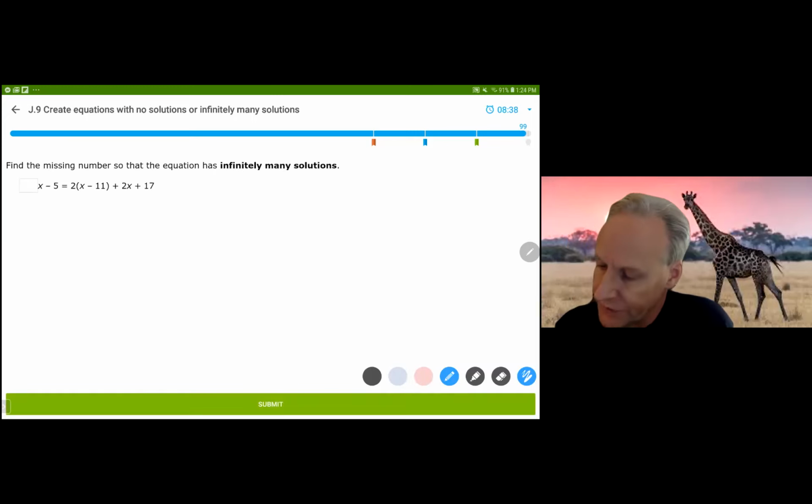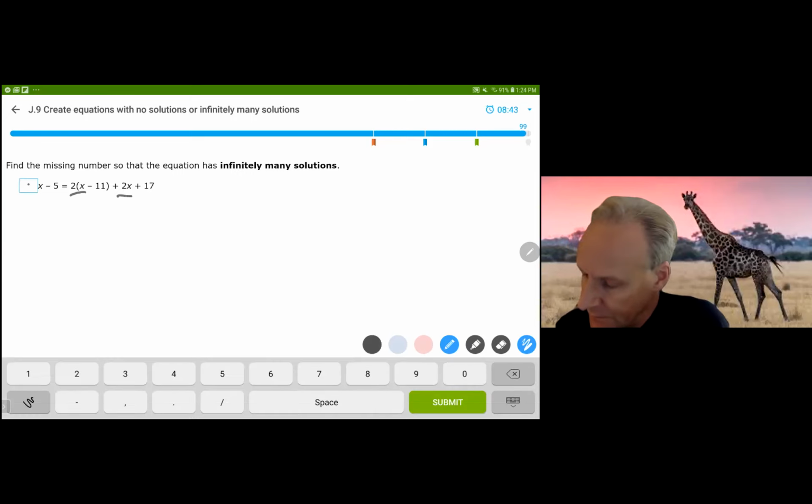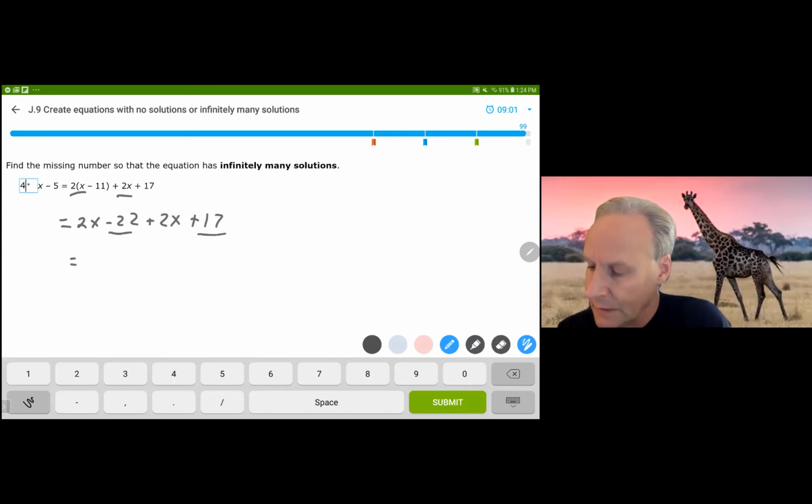Last one, for sure. We have a 2x and a 2x, which gives us 4x minus 5. And on the other side, we've got a minus 5, which will make them true. This side simplifies to 2x minus 22 plus 2x plus 17. And when you add the negative 22 with the 17, we get the minus 5, and 2x makes 4x.